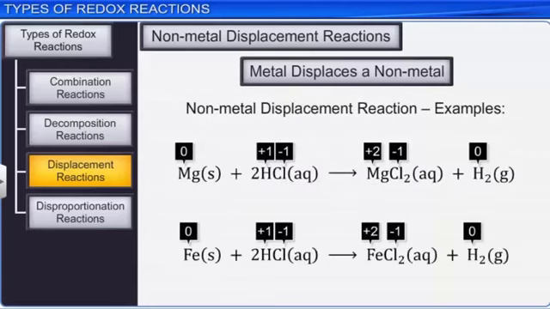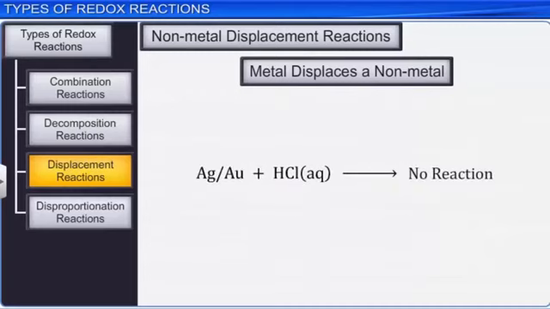Similarly, magnesium and iron react with hydrochloric acid and displace hydrogen from hydrochloric acid to liberate dihydrogen gas, along with the formation of magnesium chloride and iron chloride respectively. Very less reactive metals like silver and gold do not react with hydrochloric acid and hence cannot displace hydrogen.